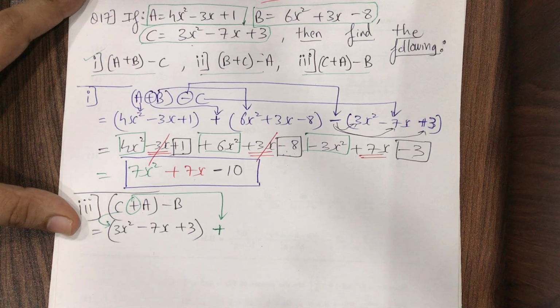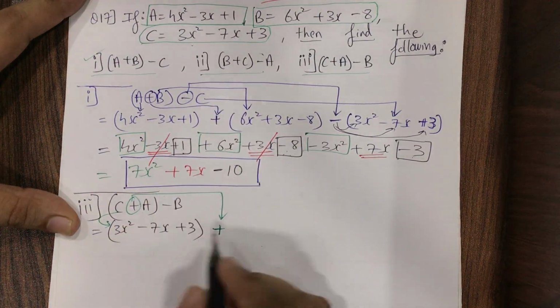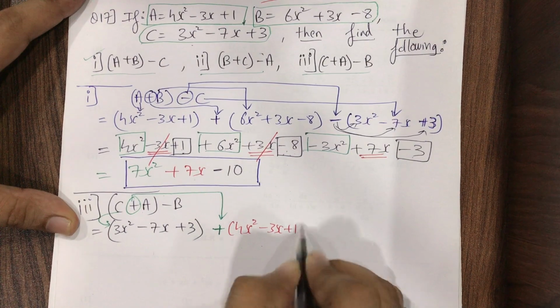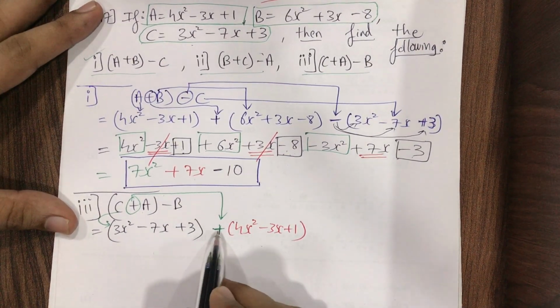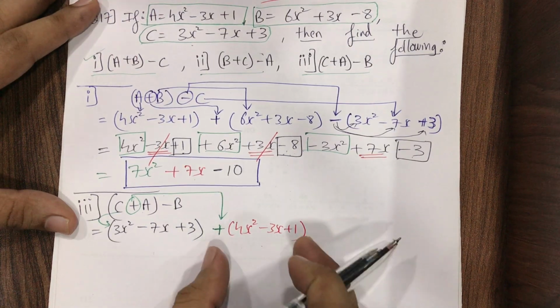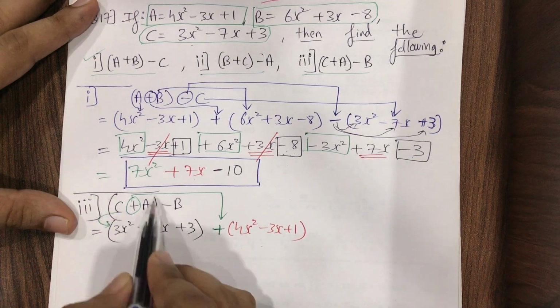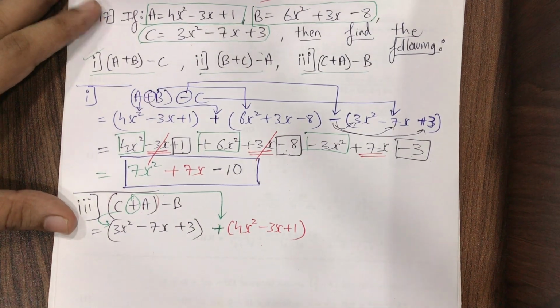Now this is the time for writing A. So what's the value of A? The value of A is 4x square minus 3x plus 1. So I'll write here 4x square minus 3x plus 1. Because we have plus here, there's actually no need for putting the brackets, but it's good to write in brackets because we have an expression with three terms. It's fine because it's actually plus, so no worries about it.